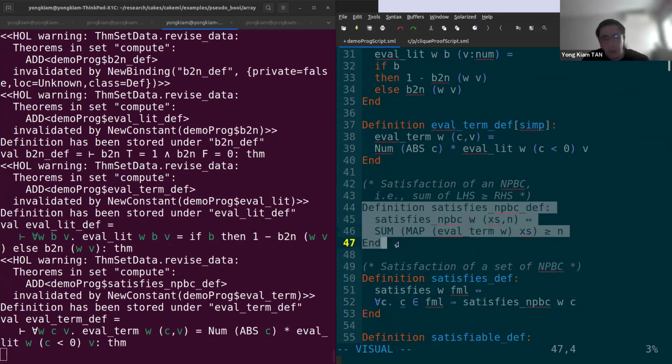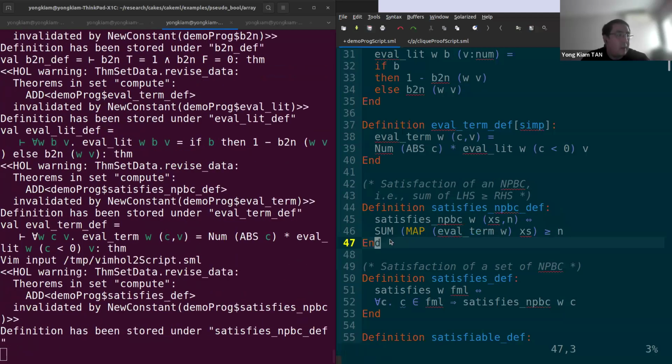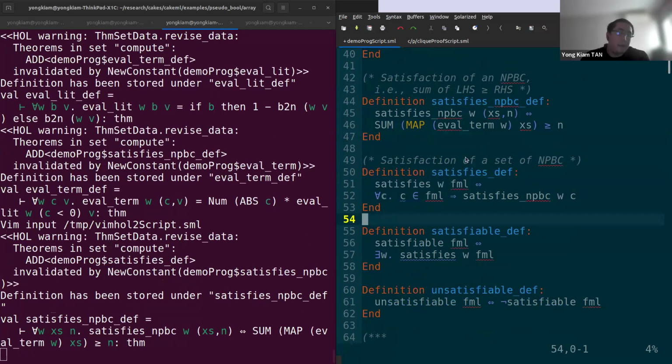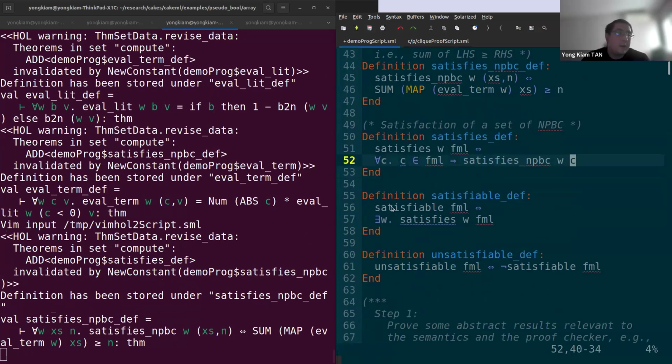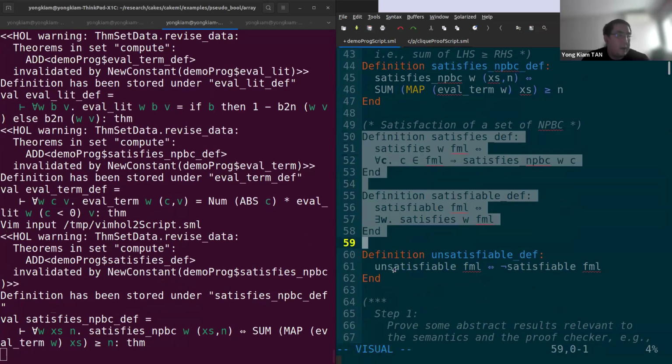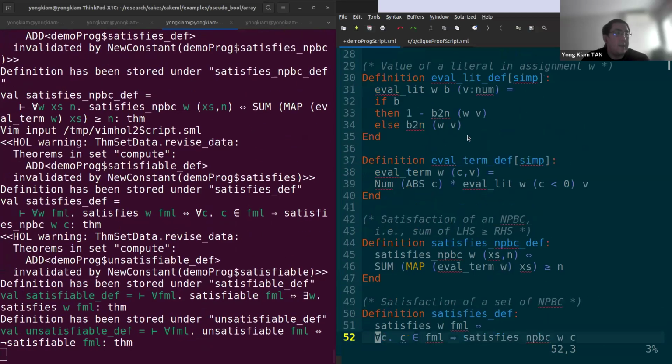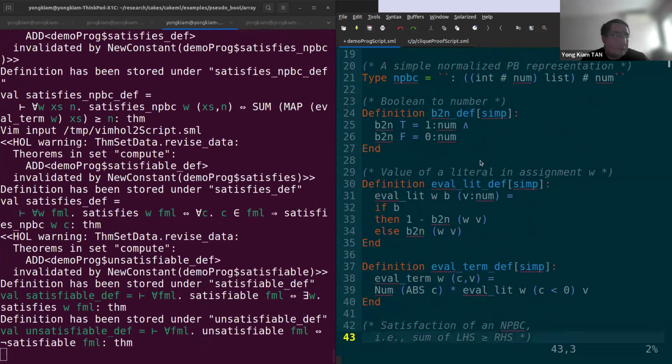So this is making logical definitions within the theorem prover, as I was going through just now. And we can make some standard definitions as well. For example, what does it mean to satisfy a pseudo-Boolean formula, which in this case is interpreted as a set of pseudo-Boolean constraints? Well, it's just saying that every constraint inside the formula is satisfied by W, okay? And satisfiability and unsatisfiability have standard definitions, right? So this gives us a base semantics against which we're going to prove things for our proof checker.